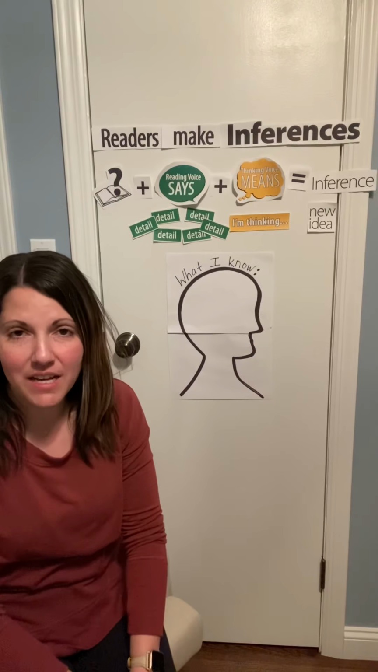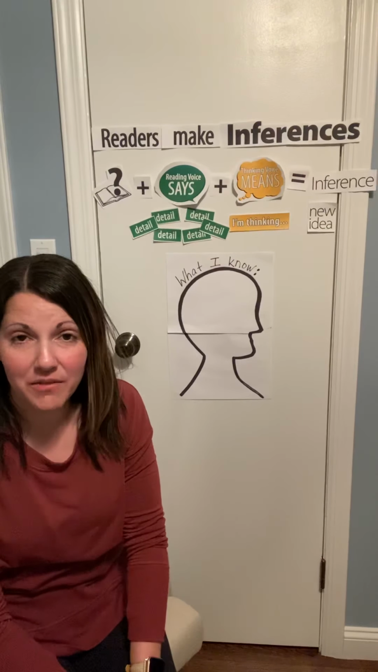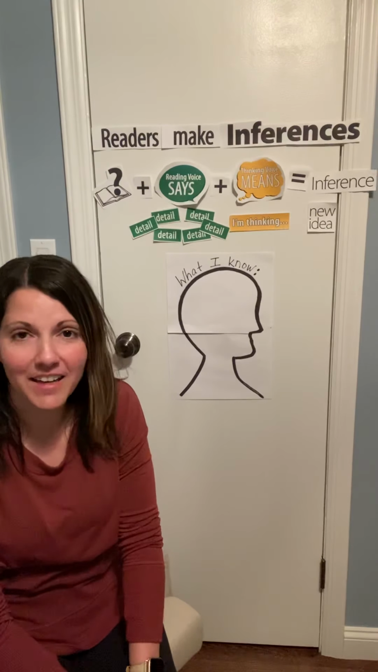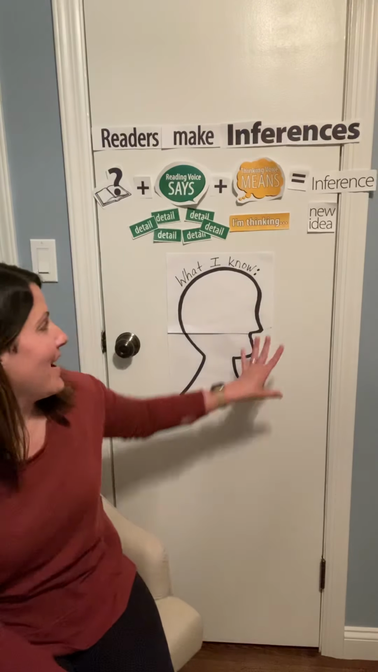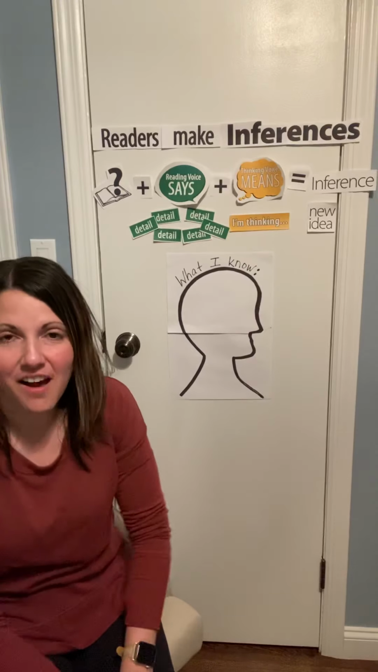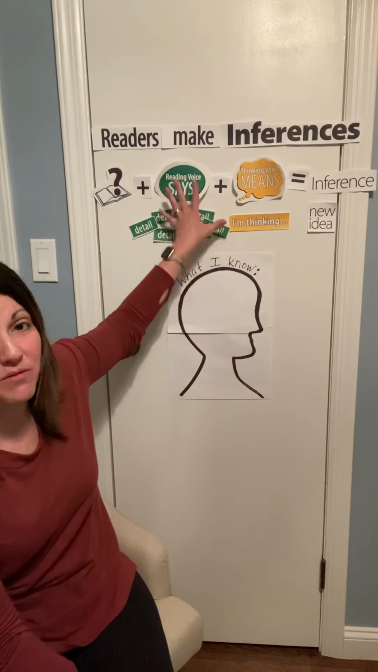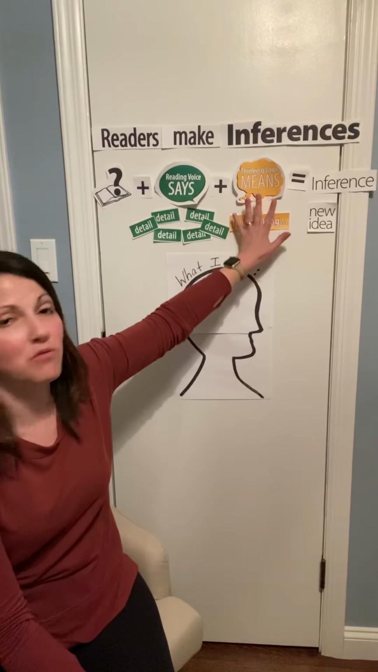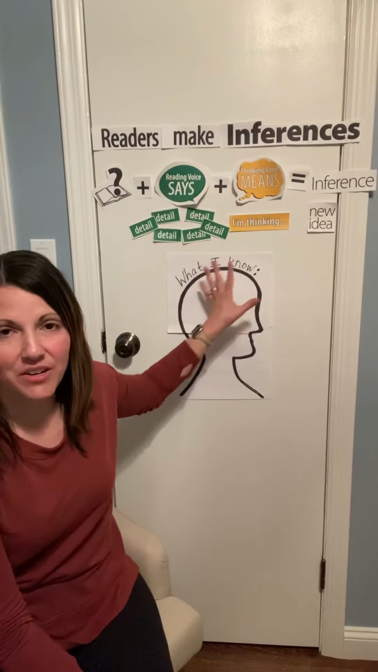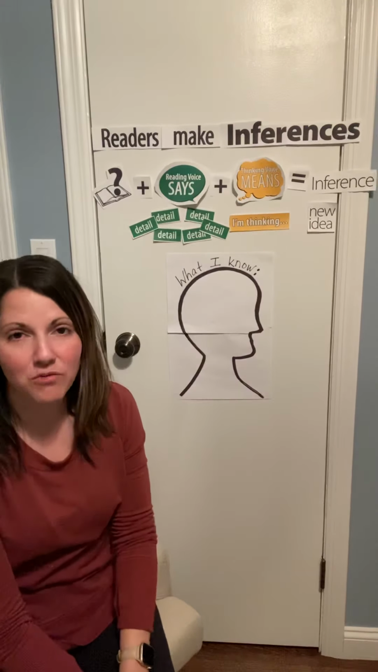So today we're going to dive in a little bit more deeply to see what that looks like inside of your head. And obviously I can't take a picture inside your head and see what's going on. So we have our illustration of a head here, and we're going to talk about how your reading voice, or your details from the text, along with your thinking voice thoughts can work together to do something pretty special, which is to make that new idea or that inference.